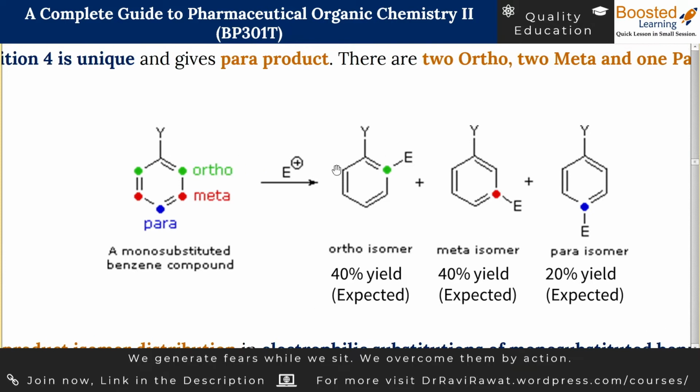It can add on the site next to the group which is already present, and this site is known as the ortho site. It can also add on the site next to the next carbon, and there are 2 sites like this. So these 2 sites are called meta sites. It can also add on the far away site, which is called the para site.